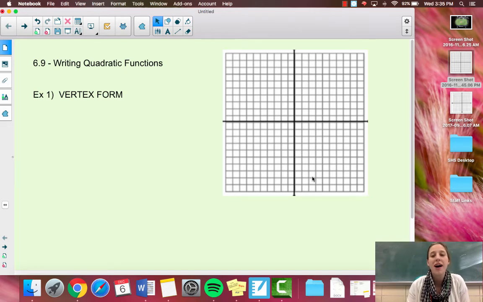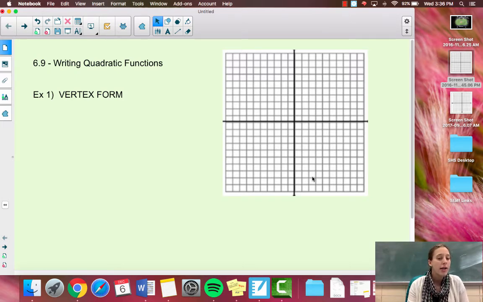Hey class, we've finally reached the end of the chapter, so today we're going to be working on just writing quadratic equations. So we're going to use three different examples to show one for each form that we've talked about this chapter, and then I'm going to show you guys how to use Desmos, and then we can go from there.